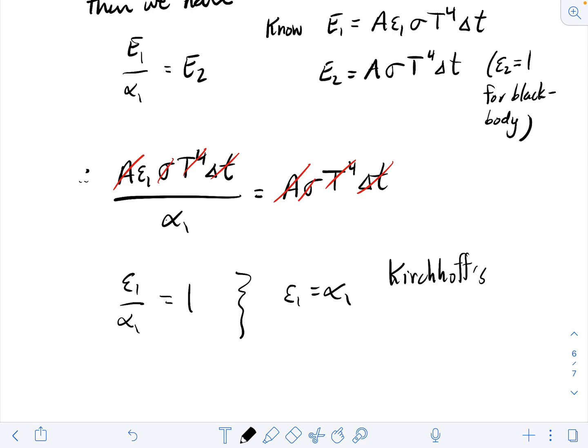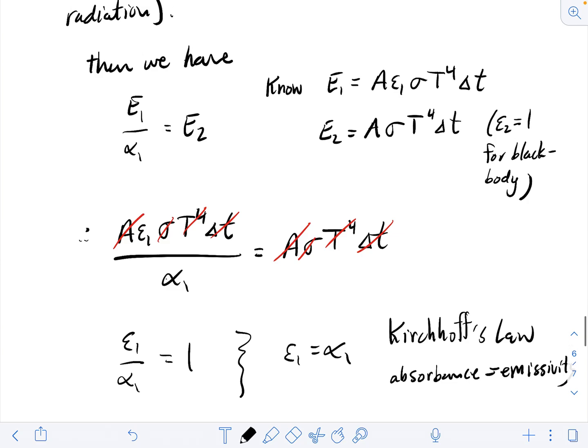This is actually called Kirchhoff's law. So it's not Kirchhoff's law like loop law and junction law for circuit analysis, but this is Kirchhoff's law for radiating surfaces. And so what it says is that the absorbance is equal to the emissivity.